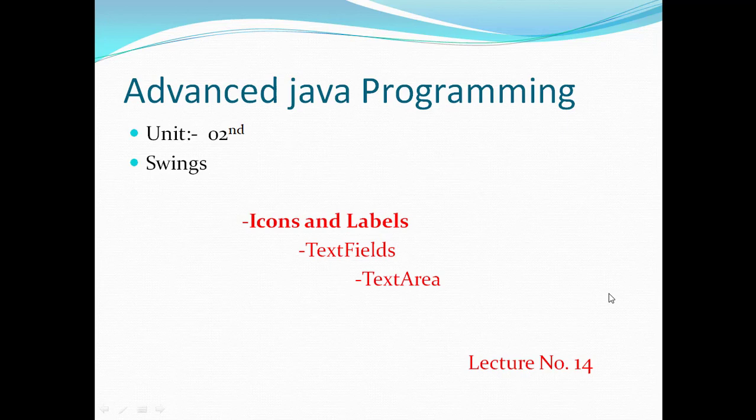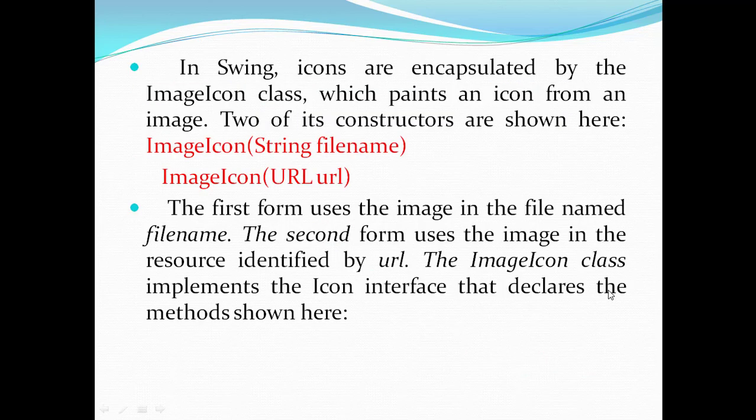In this lecture number 14, we are going to study some controls present in Swing, that are icons, labels, text fields, and text area. In Swing, icons are encapsulated by the ImageIcon class. We are going to create icons, and these are encapsulated by the ImageIcon class, which paints an icon from an image.